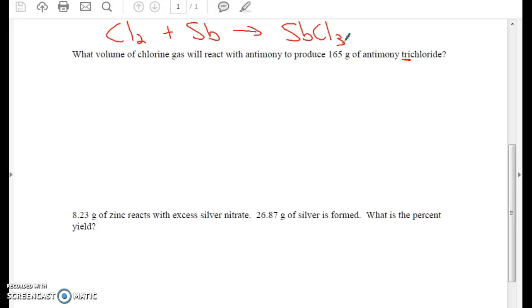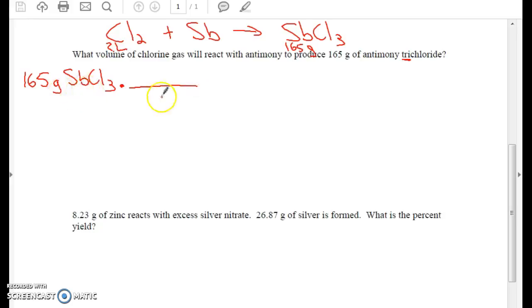So it wants to know volume of chlorine gas, and it gives you 165 grams of this antimony trichloride. So if you want to produce a certain amount of product, 165 grams, it's basically saying how much chlorine gas are you going to need to get that 165 grams of product. So start off the same way we have before. Write down the number I give you, 165 grams of SbCl3. Get into the habit of writing the units and the formula for whatever compound or element it is, because if you don't put that in there, it's going to be very easy to make a mistake.